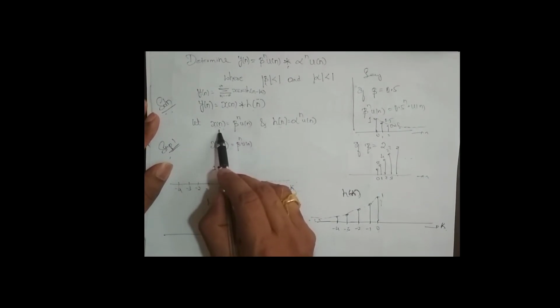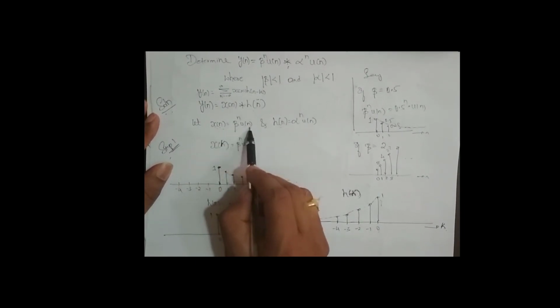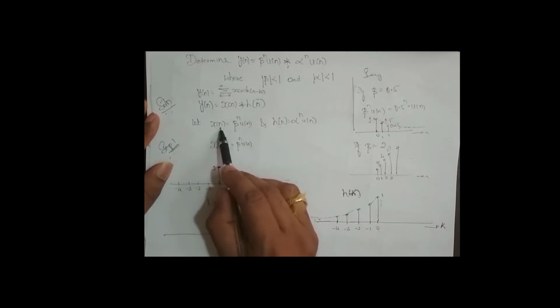What is x of n? x of n is beta to the power n u of n. But u of n is 1, we don't have to consider this, right? So if x of n is beta to the power n, what is x of k? It is nothing but beta to the power k.